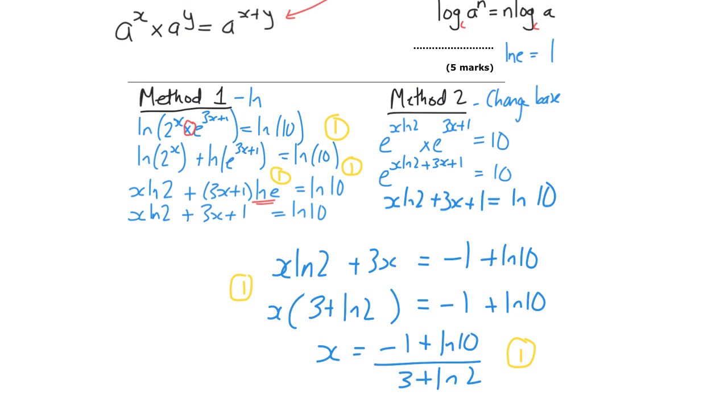So at this point here, you might have made slightly some mistakes with maybe signs, but you still get a mark for factorizing out your x. And then dividing by it gets you the final mark.